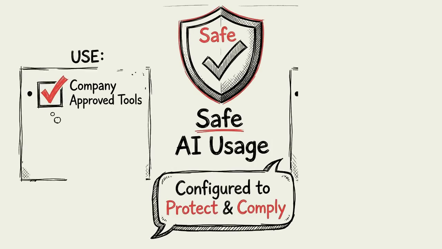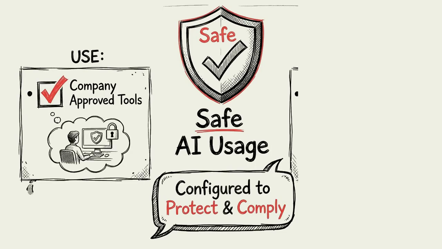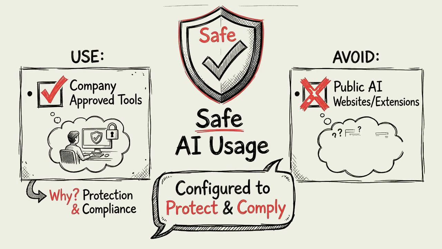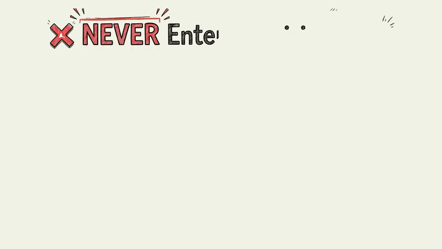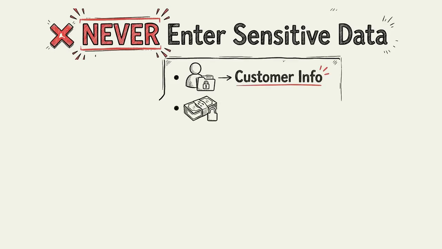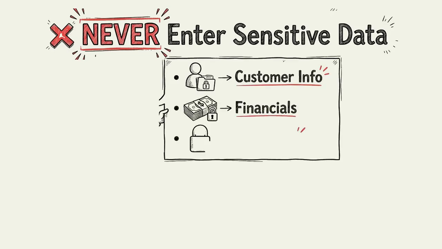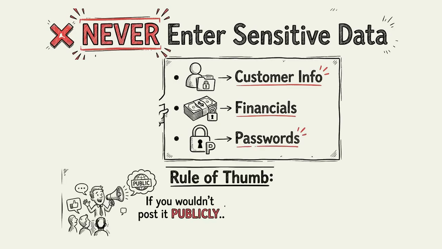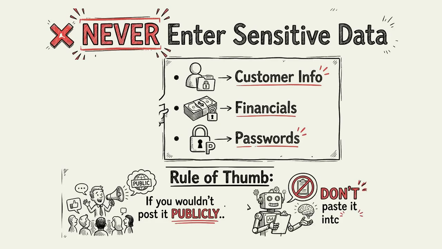Only use company-approved AI tools. These tools are configured to protect our data and comply with regulations. Avoid using public AI websites or browser extensions unless explicitly authorized. Never enter sensitive data into AI tools. That includes customer information, financial records, passwords, or legal documents. A good rule of thumb: if you wouldn't post it publicly, don't paste it into AI.